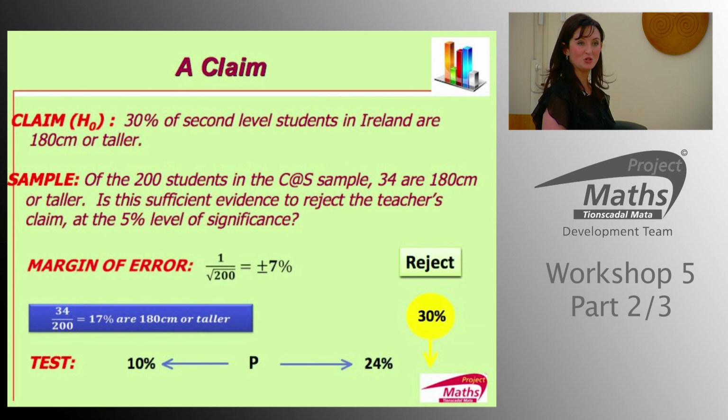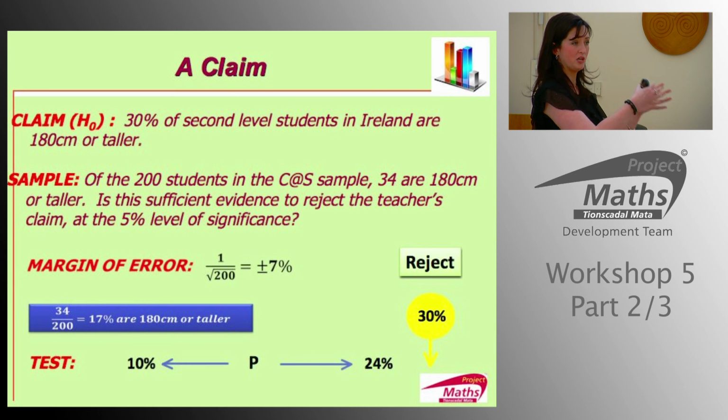We can go to our Census at School here. Out of 200 students, Census at School told us 34 are 100 centimetres or taller. Is this sufficient evidence to reject the teacher's claim at 5% level of significance? So what is the 5% tied in with? The 95%. And it's tied in to your formula for margin of error. It's there, okay? They don't have to worry about that. It's inbuilt in. So one problem here, though, is I'm talking about 34 out of 200, and here I'm talking about percentages. So we'll have to compare like with like.